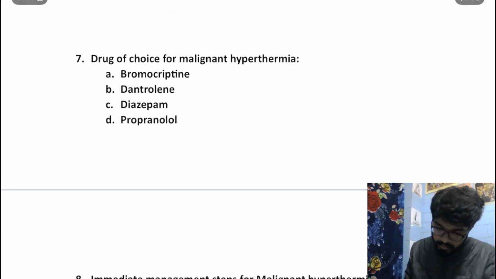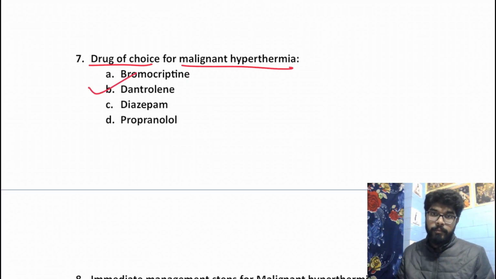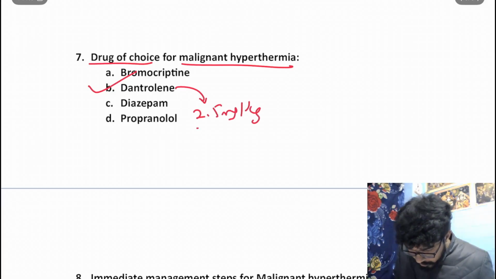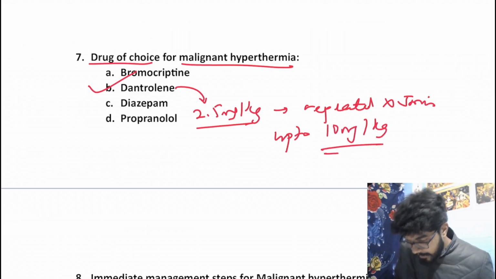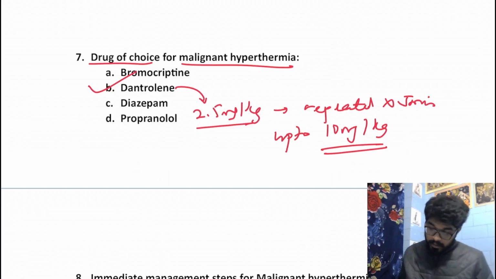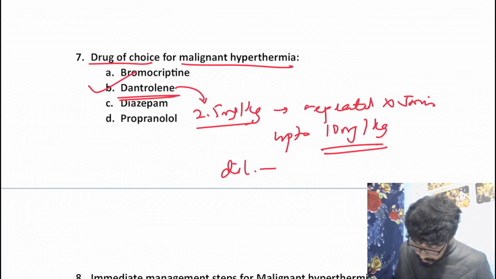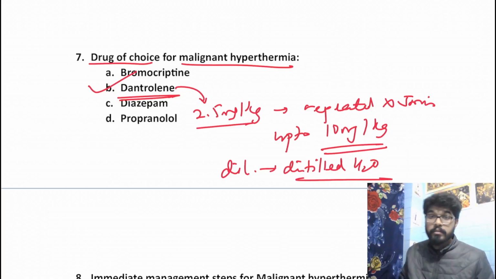The drug of choice for malignant hyperthermia, without doubt, is dantrolene or dantrolene sodium. Right. It is used at a dose of 2.5 milligram per kg per dose, and it can be repeated every 5 minutes up to a maximum dose of 10 milligram per kg. Okay. Another important thing regarding dantrolene is that the diluent is not NS. The diluent is distilled water.